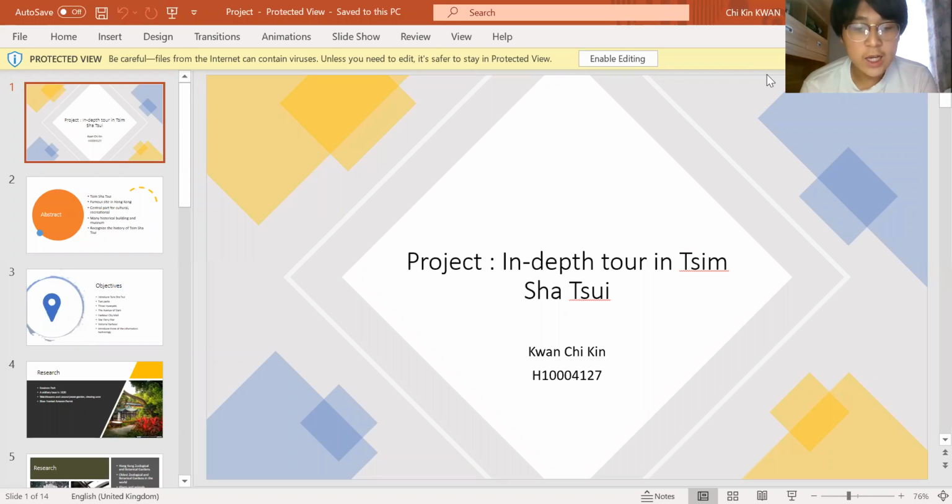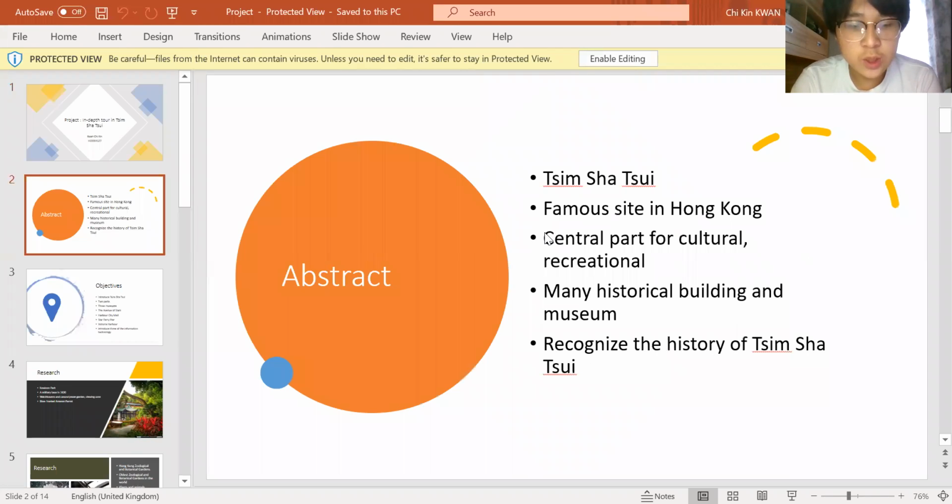In this project, I chose my individual project called In-Depth Tour in Tsim Sha Tsui. I chose Tsim Sha Tsui for my project topic because it's a place in the Yau Tsim Mong district. For tourists, Tsim Sha Tsui is a famous site in Hong Kong to visit. For the local citizens, many youths and teenagers are not familiar with the history of Hong Kong.